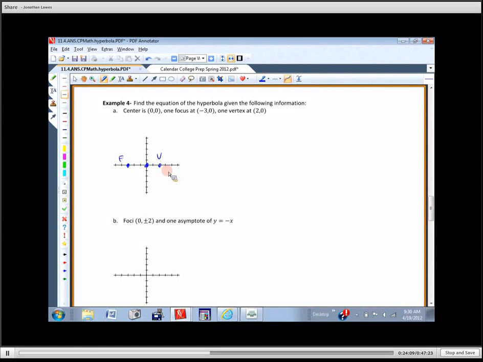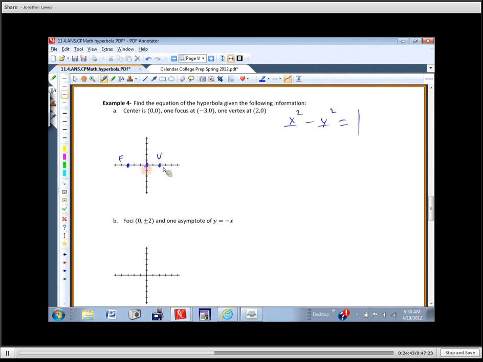Okay, if the center's here and we've got a vertex here, which way does it have to open? Right and left. Which variable has to be positive? X has to be positive. So we know we've got an x squared, we know we've got a y squared, we know this one's going to be positive, we know that one's going to be negative, and it's got to equal 1. Remember doing this with ellipses? If you know that much information, you can fill in everything except for what goes underneath the x and what goes underneath the y.